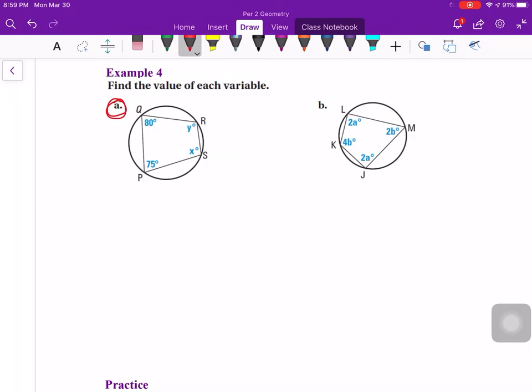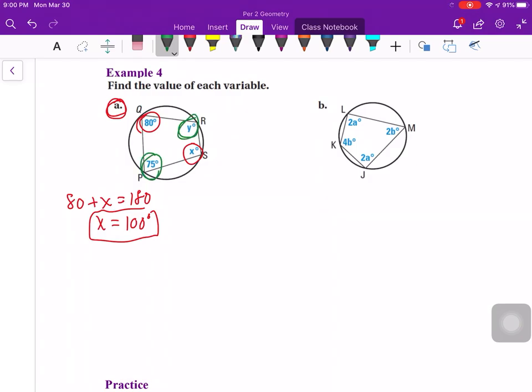So in problem 4A, we have an inscribed quadrilateral. And that means that the opposite angles here are going to be supplementary. 80 plus x equals 180. So x would be 100. Similarly, the 75 and the y are opposite angles in an inscribed quadrilateral. So the 75 plus y has to add up to 180. So y would be 105 degrees.